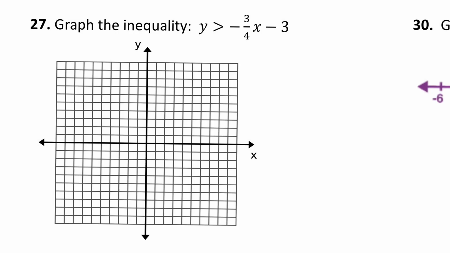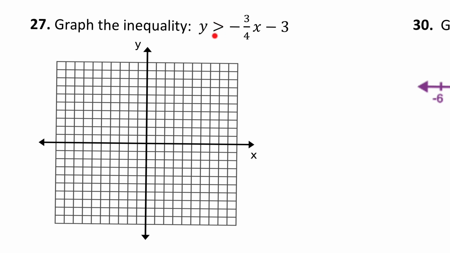27. Graph the inequality, not equation. We have an inequality: y is greater than -3/4x minus 3. So we need to know what type of line we are going to use, and we also have to shade one other side of the line, one other side of the graph. This one doesn't have the "or equal to," the little line on the bottom. You guys do not have it.